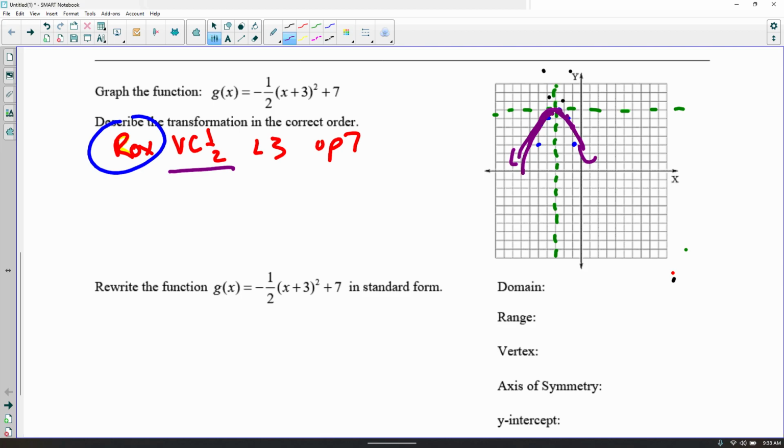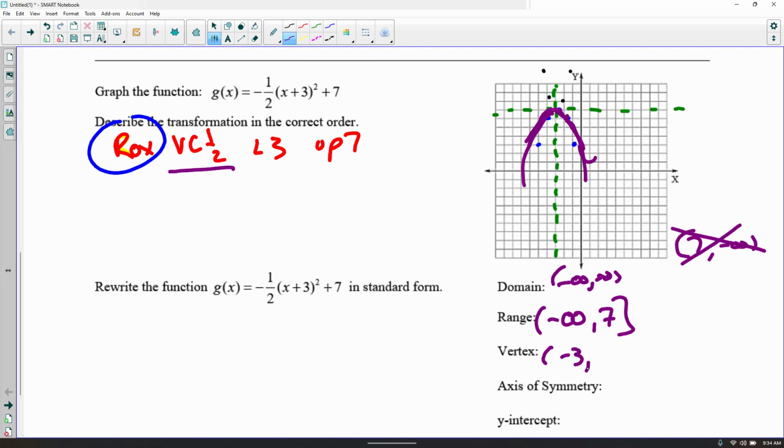The domain of a parabola would be all reals. Your range would go from negative infinity, remember, it needs to be on the left side, all the way to positive 7. That was one of the biggest mistakes I saw made on the range: you had the negative infinity on the wrong side. You cannot go 7 to negative infinity. That is wrong. Do not do that. Vertex, negative 3, 7. X equals negative 3.